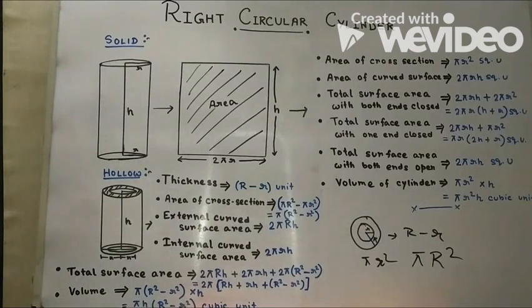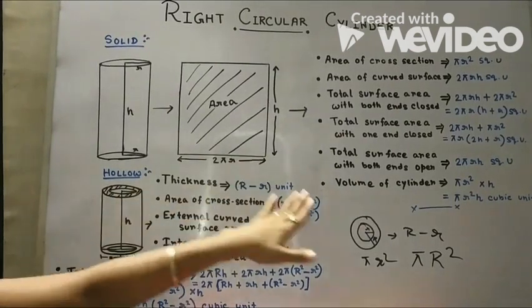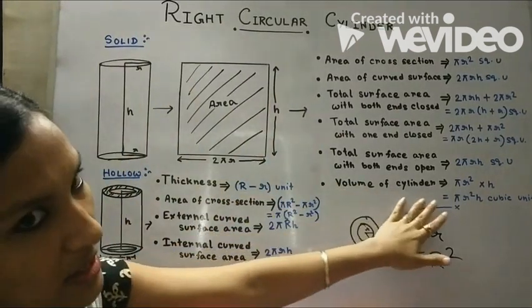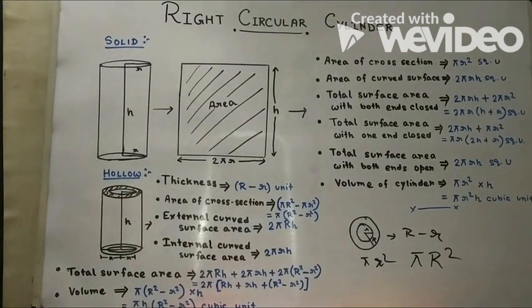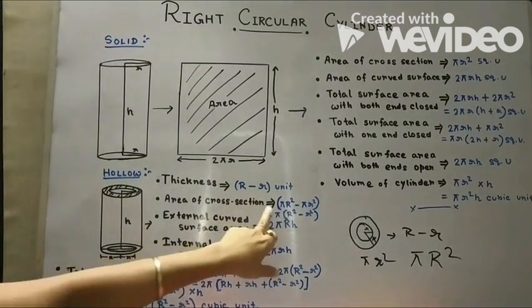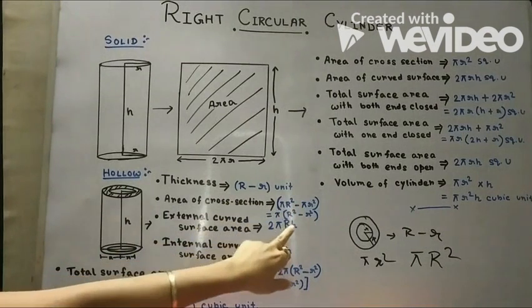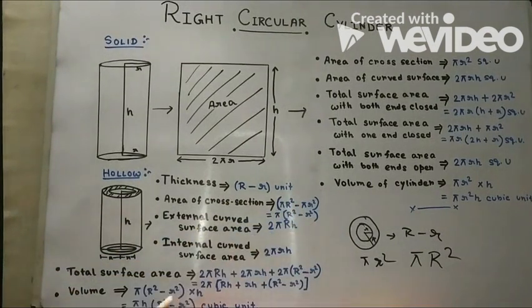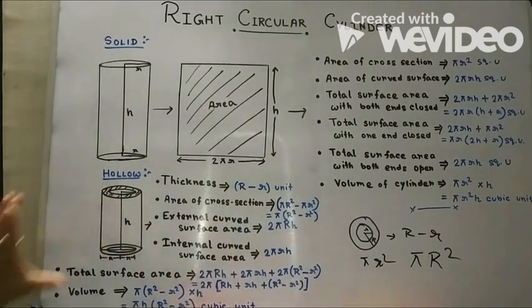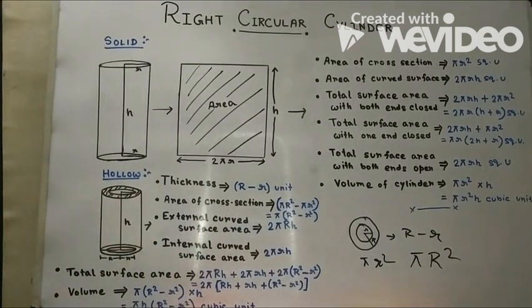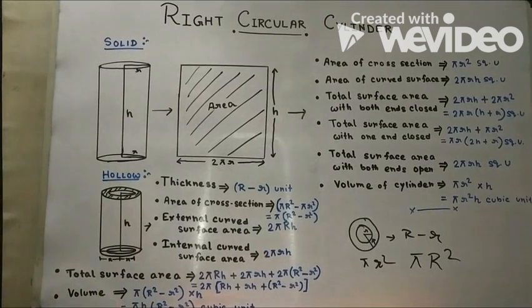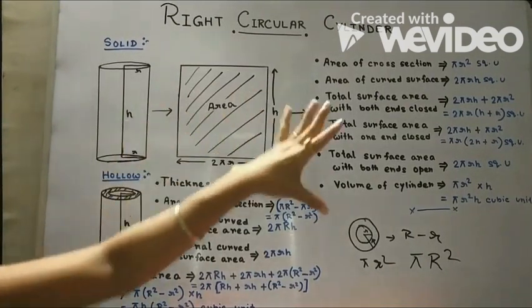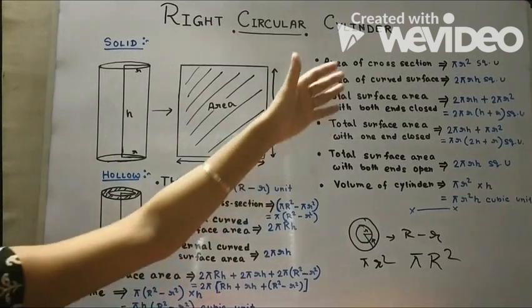And for the volume, again the same thing repeats: the area of cross section into height. So the area of cross section is pi into capital R square minus small r square, into the height of the cylinder. So this is the volume. In the next class we will discuss numericals on the right circular cylinder, or numericals on these formulas.